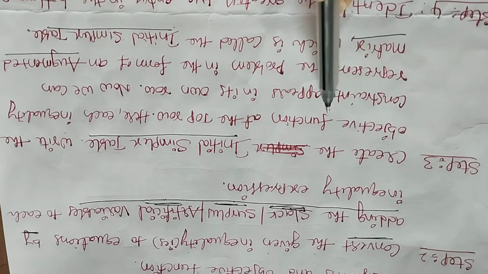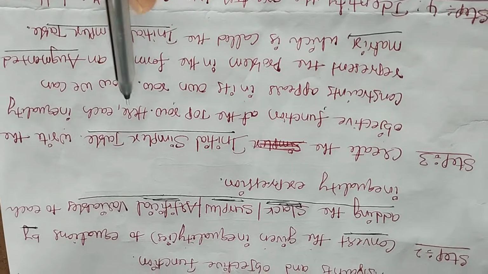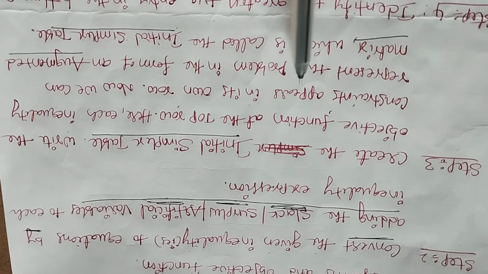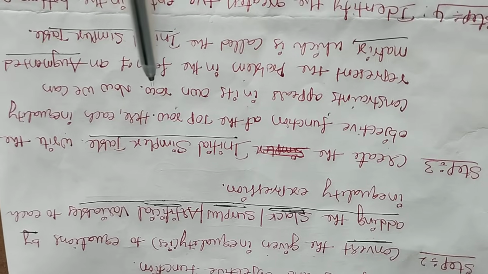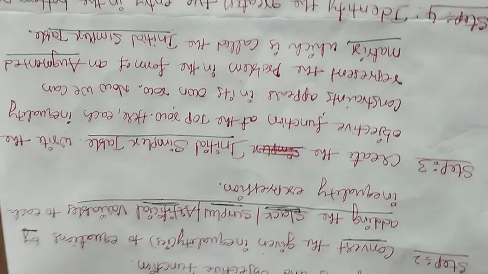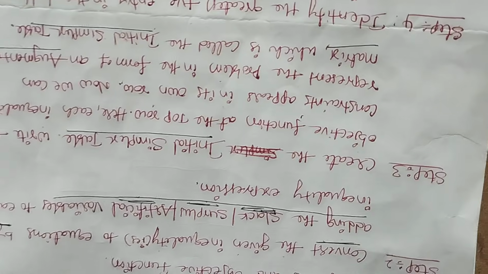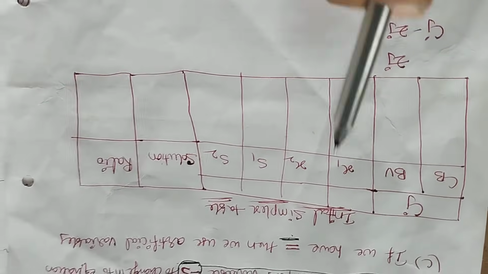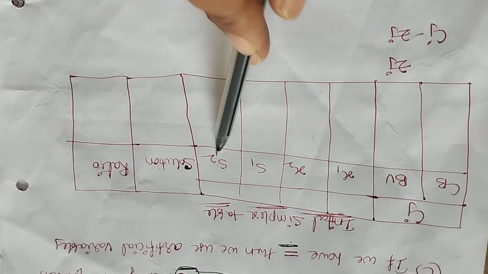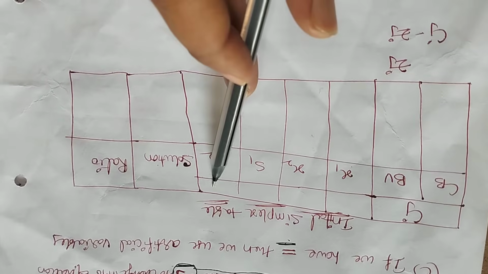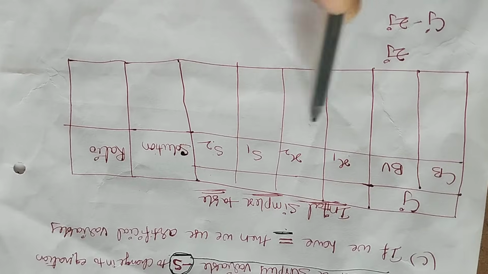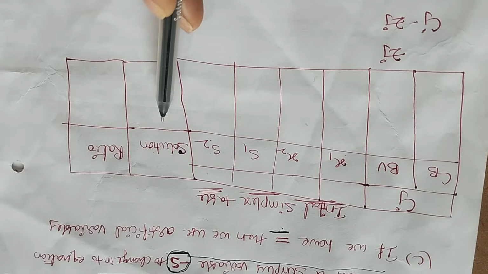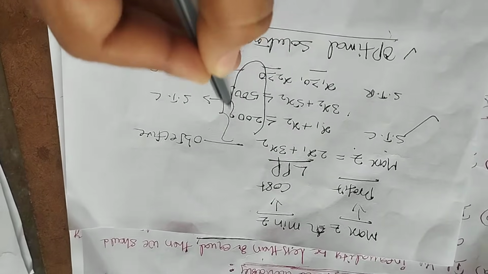and write the objective function in the top row. Here, each inequality constraint appears in its own row. I'll show you that initial simplex table, how it is going to look. See, this is the initial simplex table. We have the objective function row and its corresponding values will be written here, and the other values will be written. Solution means the value after less than or equal to. For example, here, this is called the solution.